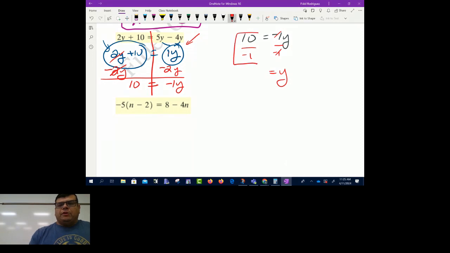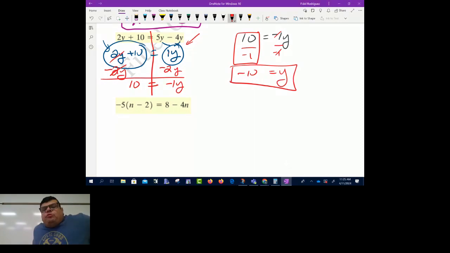Okay, y'all, right here, 10 divided by negative 1, boom, just a negative 10. So again, y'all, what I'm trying to do is get my letters on one side and all my numbers on the other. That's the objective when you're solving an equation.